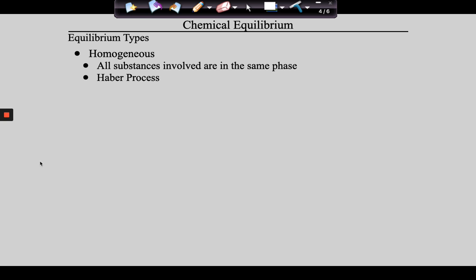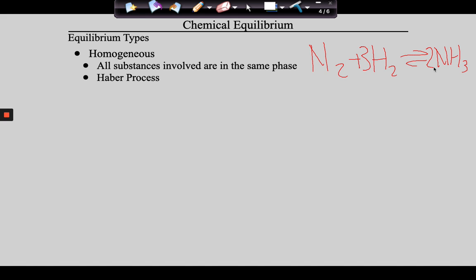So if we have a homogeneous equilibria, all the substances are in the same phase. An example of this is the Haber process, which we looked at previously, which is nitrogen and hydrogen forming ammonia. By the way, guys, did I mention to you that you need to know what the Haber process is? It's the only named reaction that they expect you to know in AP. I don't know why they chose it. So it's literally just nitrogen plus hydrogen making ammonia, but you do need to know it. Just a second, Spencer. So this is a 3 and this is a 2.